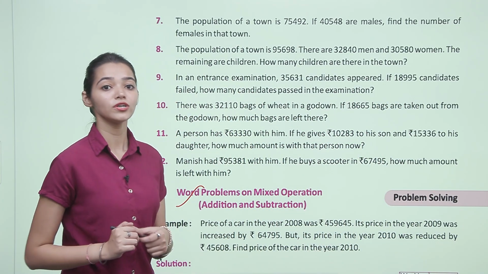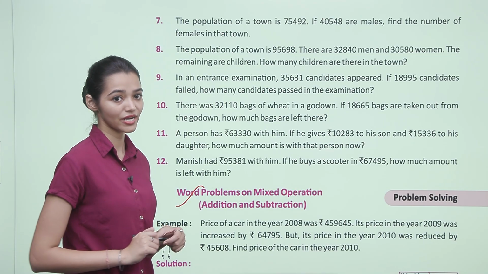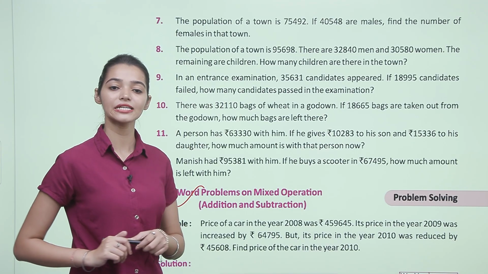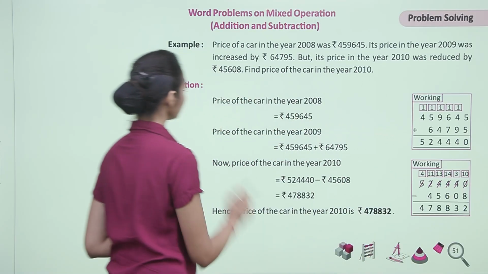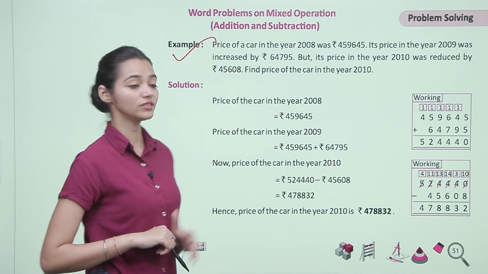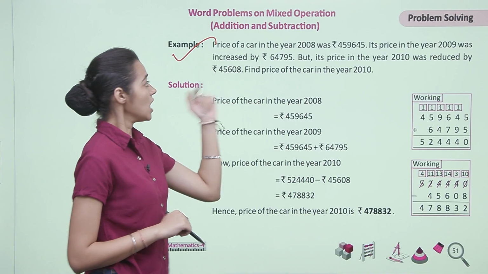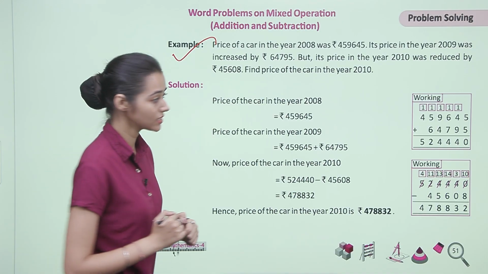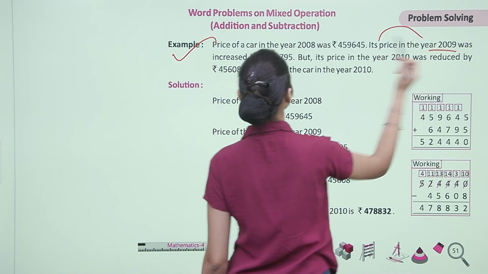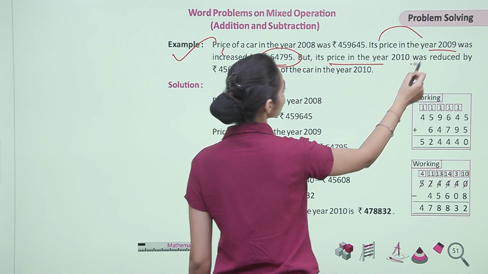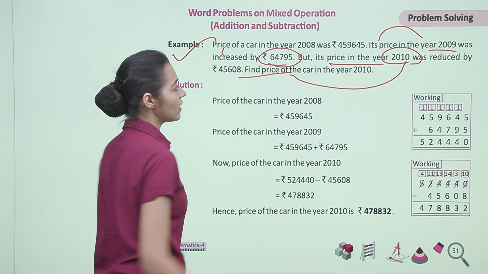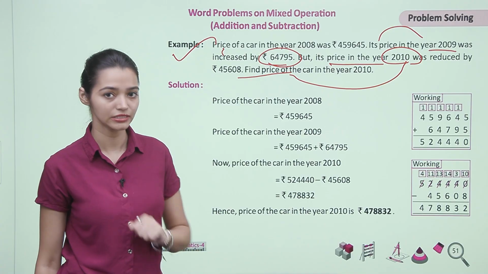Now let's start with word problems on mixed operation, that is on addition and subtraction. Let's understand it better with the help of our example. In the example, we are told that the price of a car in the year 2008 was this, and its price in the year 2009 was increased by this, but its price in 2010 was reduced. We have to find the price of the car in the year 2010.